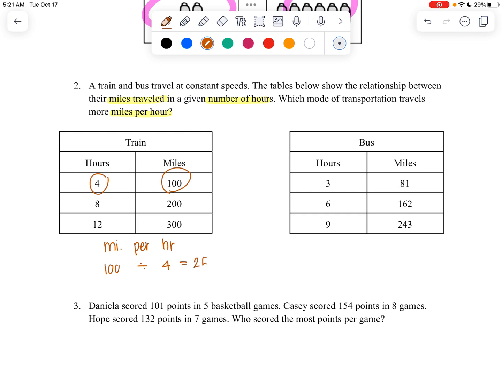So the train is traveling 25 miles per hour. And those steps where I divide miles by hours, splitting up 100 miles equally between 4 hours, you want to do the same thing for the bus so that you can compare the train and the bus's miles per hour. So that's your final step on Wednesday night's homework. I'll leave that to you.